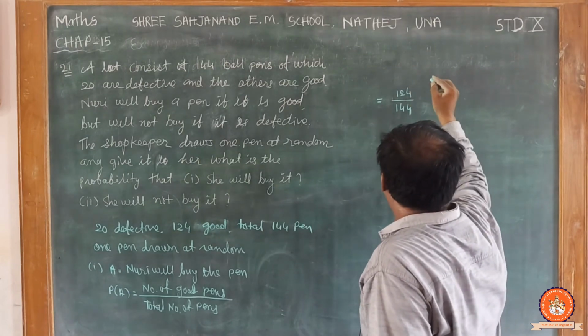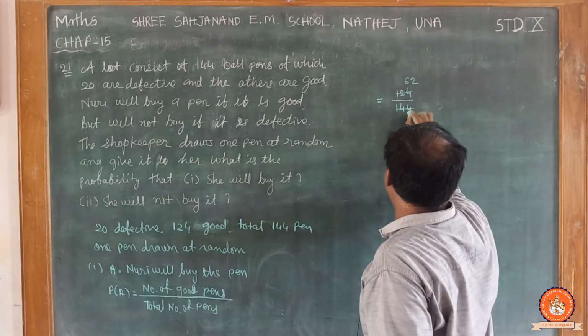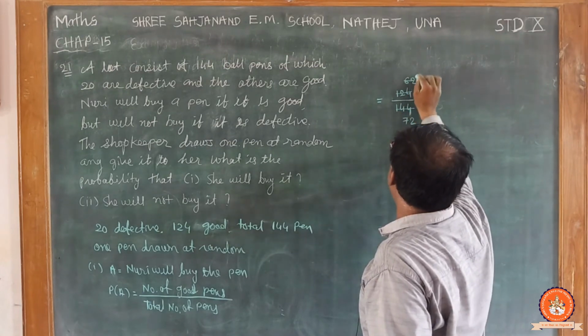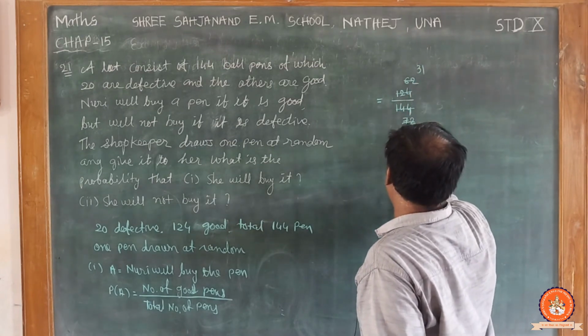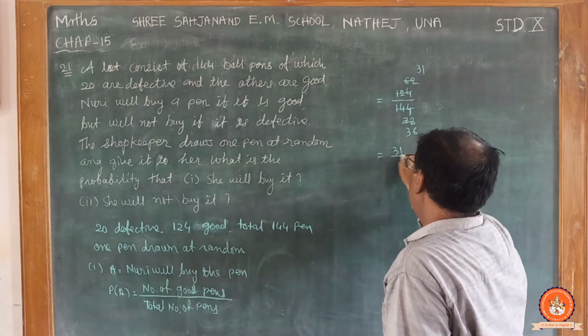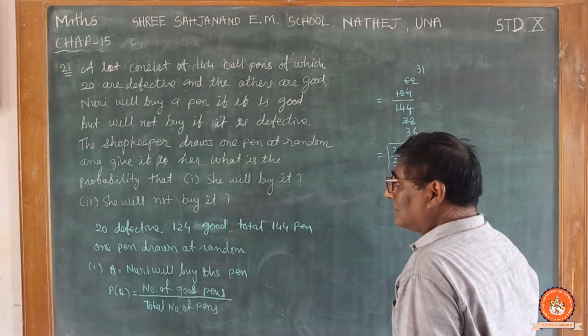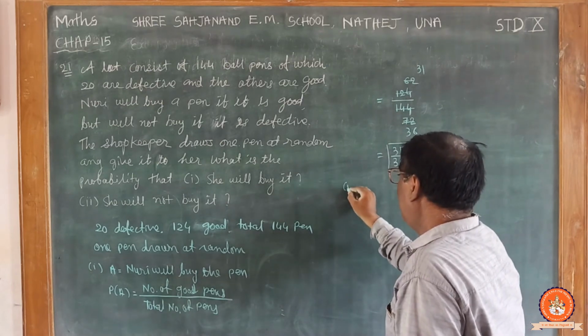Now 124 divided by 144, 62 over 72, 31 over 36. And now it is not dividing further. So 31 upon 36 is the probability that she will buy. Okay, very good, very good.